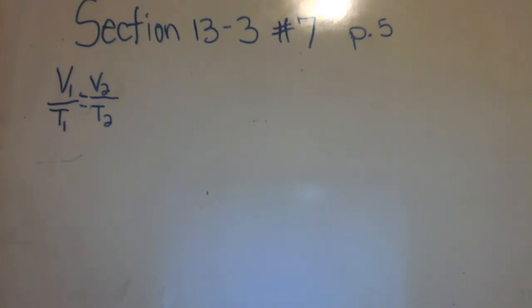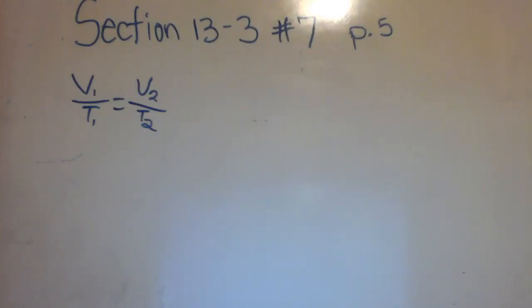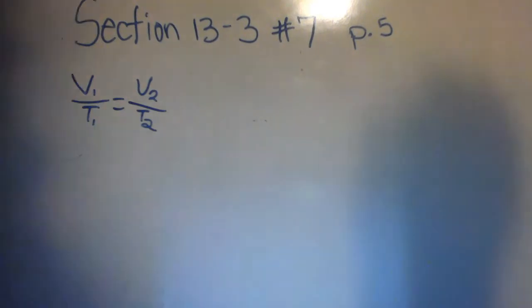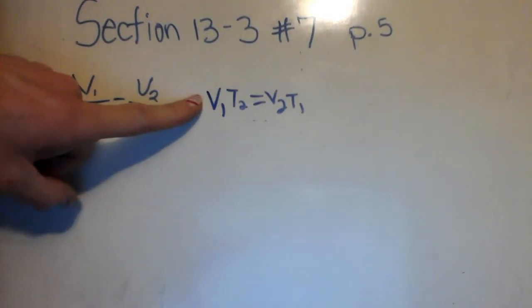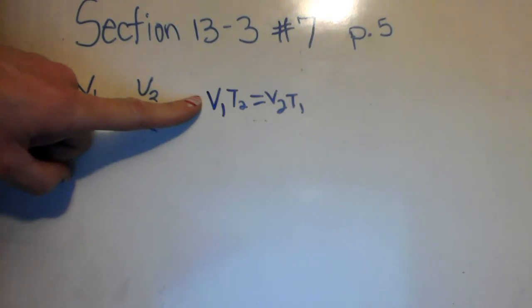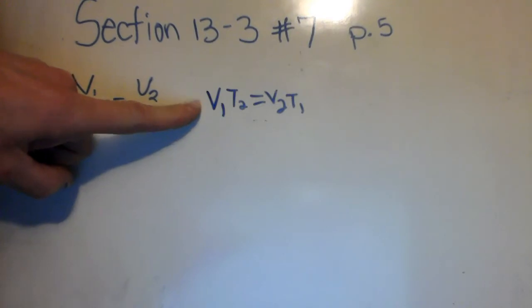We are given the information for the first volume, the first temperature, the second volume, but not the last temperature. Therefore, we need to rearrange the equation to be solving for the second temperature, because that's what we're going to be looking for. First, we cross multiply. Cross multiplying yields this equation. In order to solve for T2 by itself, we need to divide both sides by volume 1.